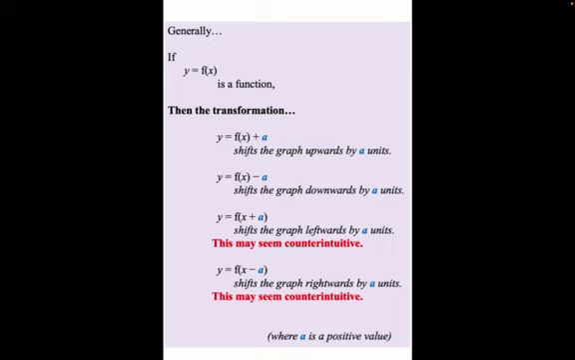Generally, if y equals f of x is a function, then the transformation y equals f of x plus a shifts the graph upwards by a units. Y equals f of x minus a shifts the graph downwards by a units. Y equals f of (x plus a) shifts the graph leftwards by a units. This may seem counterintuitive. And y equals f of (x minus a) shifts the graph to the right by a units, and this may seem counterintuitive.